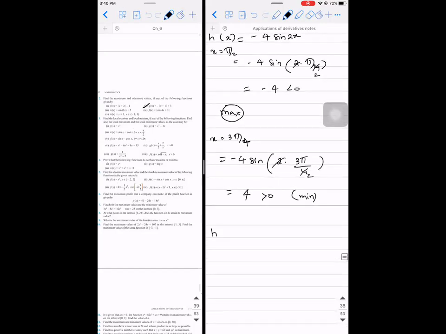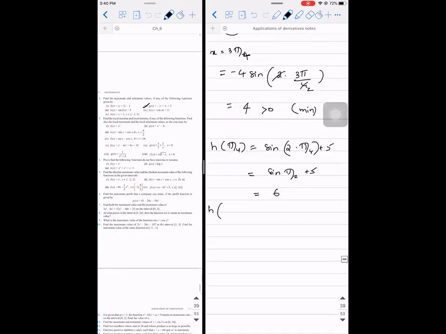So h of pi by 4 is how much? Sine 2 into pi by 4 plus 5. So that is sine pi by 2 plus 5. What is the answer? 6. What is h of 3 pi by 4? Sine 3 pi by 2 is minus 1, plus 5 is 4. Okay, so the maximum value is 6, minimum value is 4.